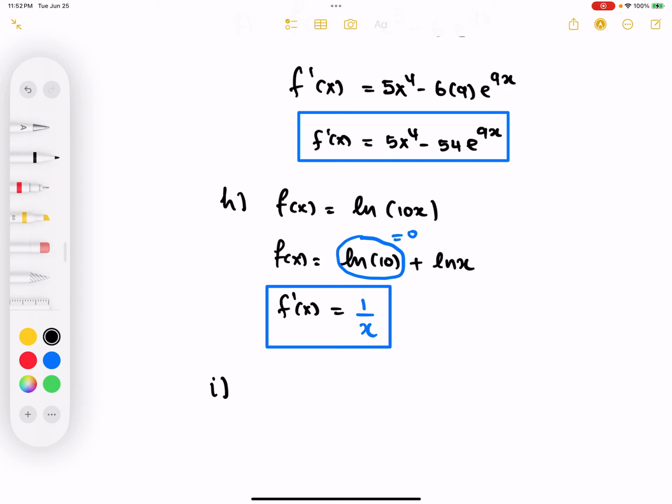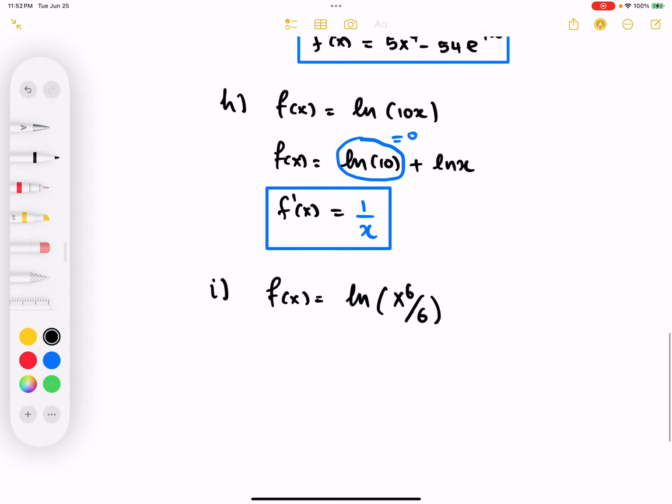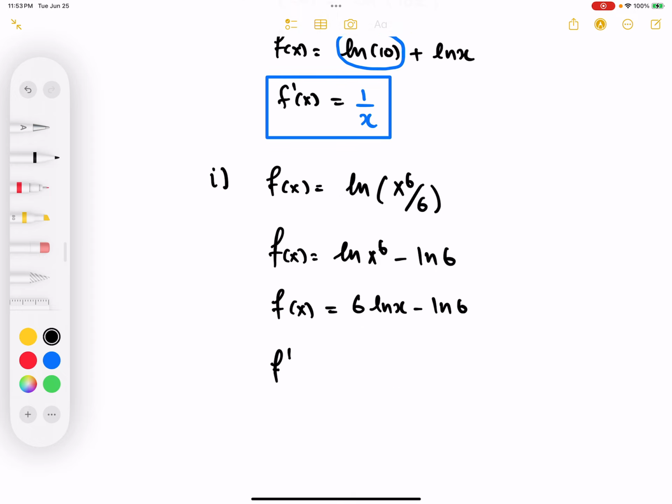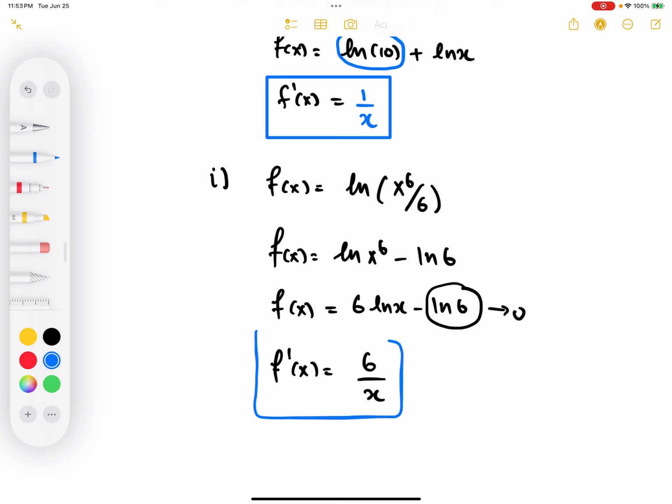Let's see. f of x is equal to ln of x to the 6 over 6. Again, I have to use the logarithm rule. This is the quotient rule, so I can write the logarithm first like ln of x to the 6 minus ln of 6. Again, I can write this one, using the power rule, as 6 times ln of x minus ln of 6. Now it is ready for the derivative. So the derivative of this one is 6 over x, and the derivative of ln of 6 is 0, because it is a constant, just a number.